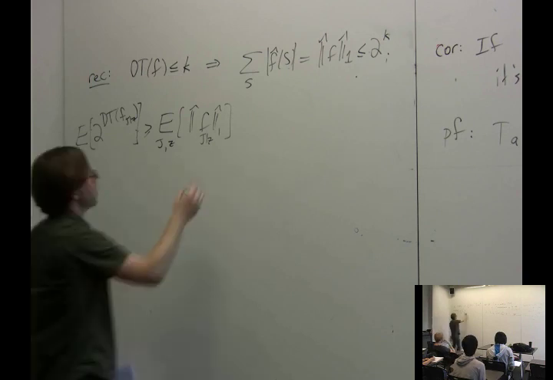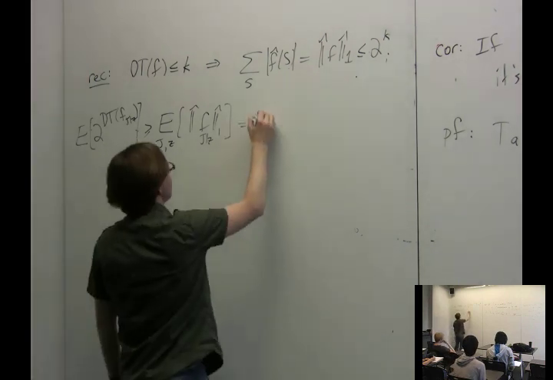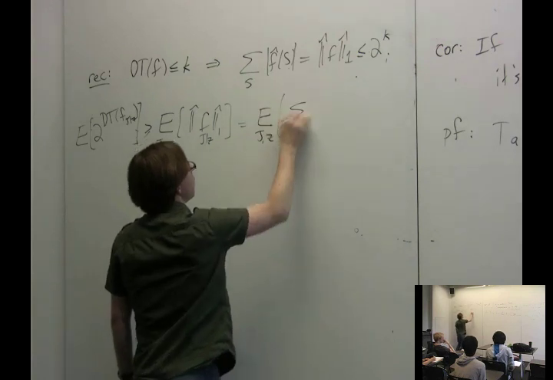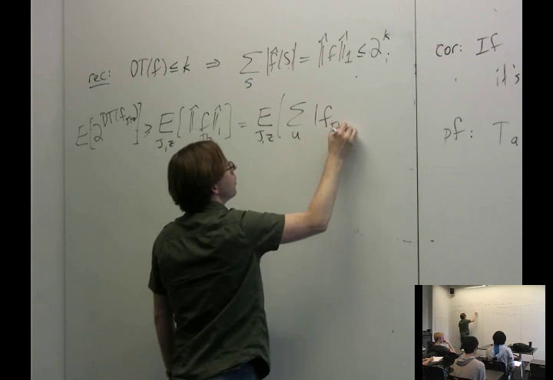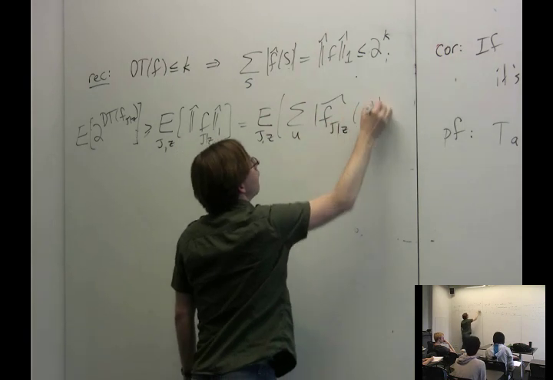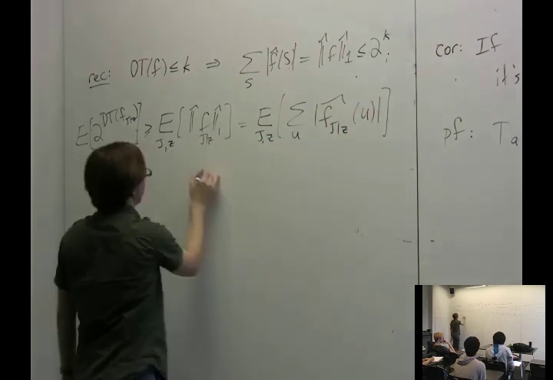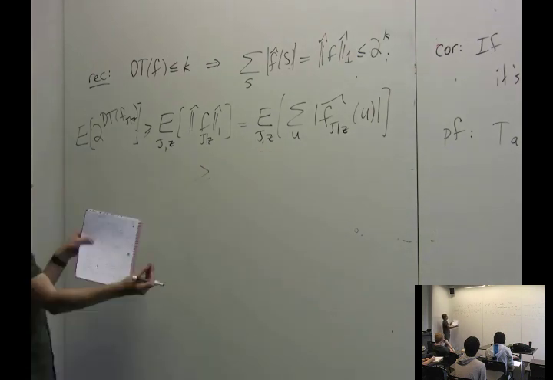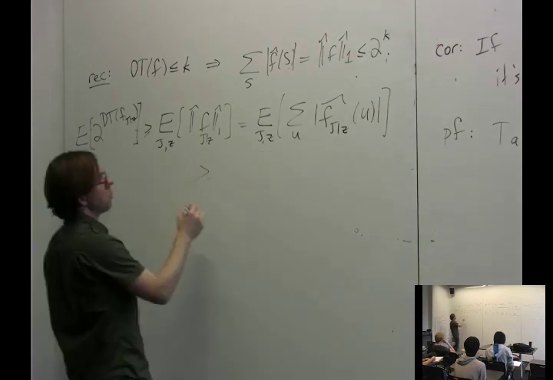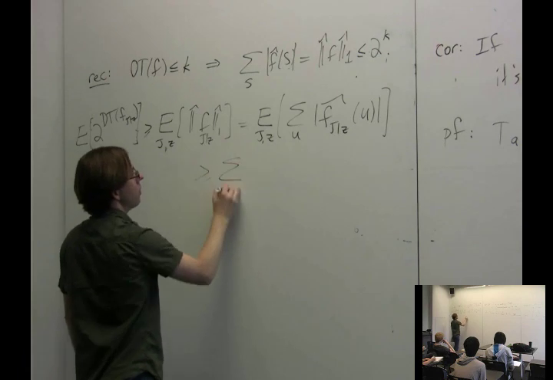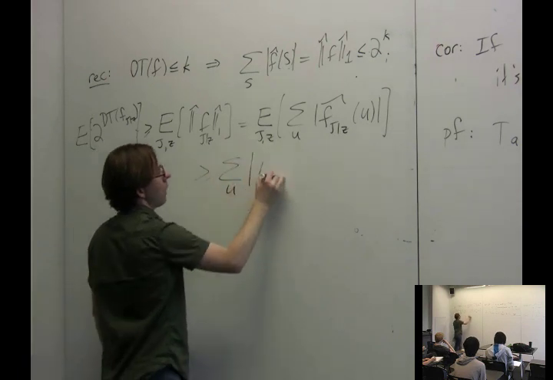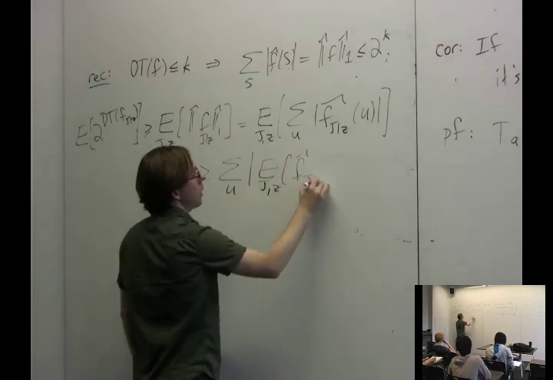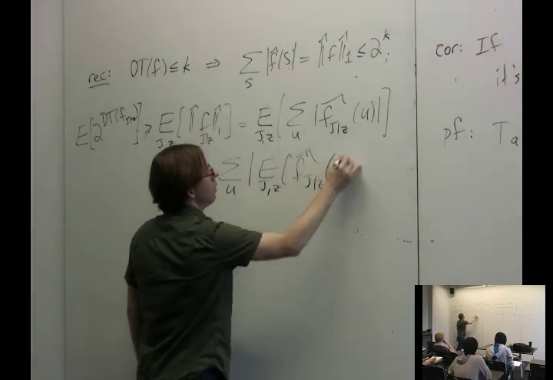On the other hand, just by definition, this is equal to the expectation over j and z of the sum over u of the restricted function's Fourier coefficient at u. I'm going to exchange the sum and the expectation, and then take the absolute value out, which is okay by triangle inequality. So I get the sum over u of the absolute value of the expected value over j and z of f hat j z u.